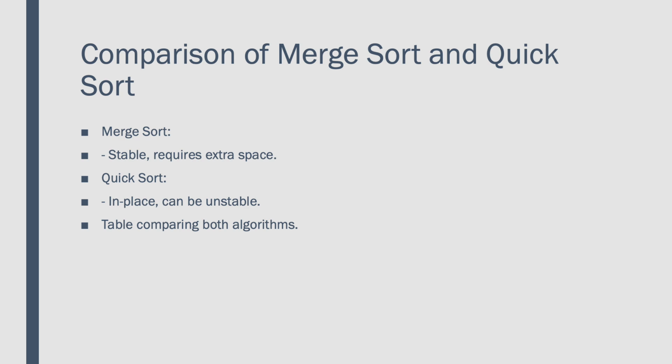In this slide, we'll compare merge sort and quick sort, two of the most widely used divide and conquer sorting algorithms. Merge sort is a stable sorting algorithm. This means it preserves the order of equal elements, making it useful for sorting data with multiple attributes. It requires extra space. Since merge sort uses an auxiliary array for merging, it requires additional memory, which can be a drawback for large data sets.